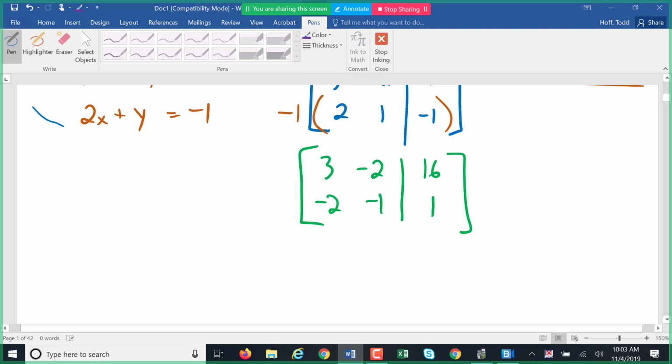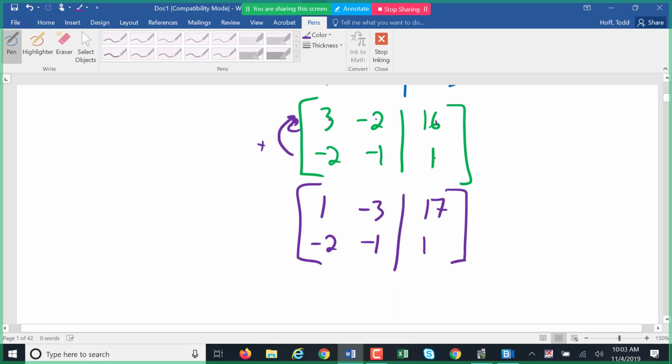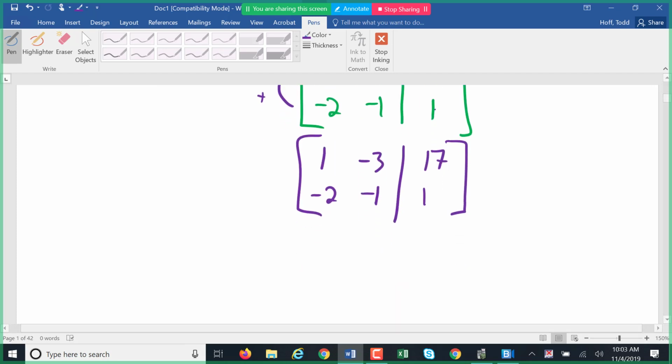Now I am going to combine the rows and replace the bottom one. Or sorry, I'm going to replace the top one with it. So 3 plus -2 is a 1. -2 plus -1 is a -3. 16 plus 1 is 17. The bottom row I'm just going to leave the same right now. You'll notice at this point I have a 1 there.